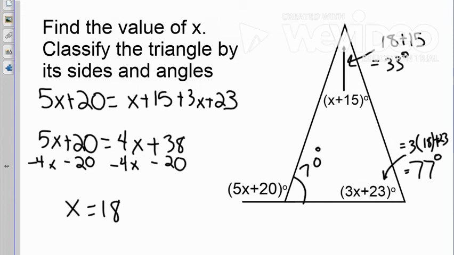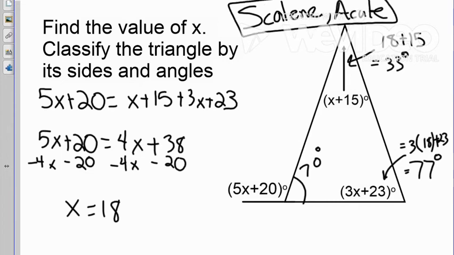So if we classify this by its sides, this would be a scalene triangle here, because we don't have any confirmed equal angles. So this is going to be a scalene triangle. And then if we classify it by its angles, we don't have any obtuse, we don't have any right angles, and we have 3 acute angles though. So this is a scalene acute triangle, okay? We don't have any side lengths that are confirmed to be congruent.